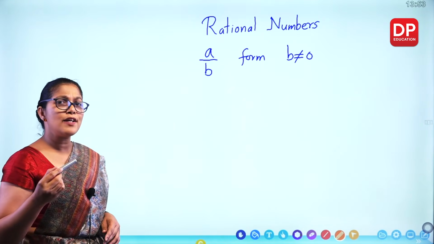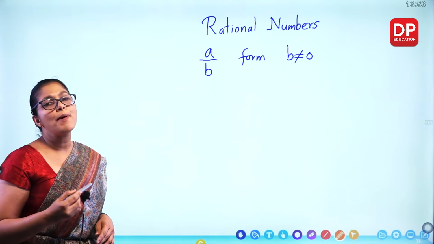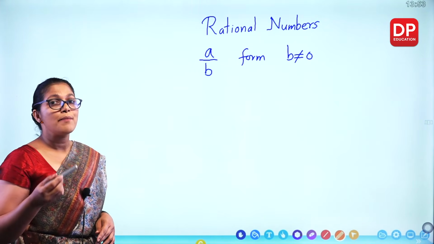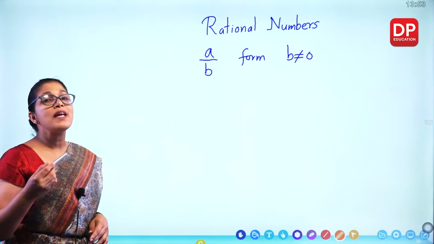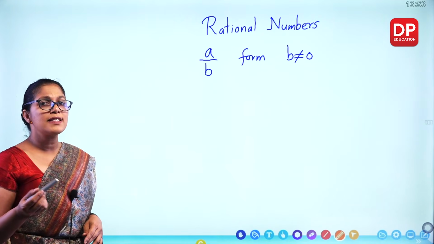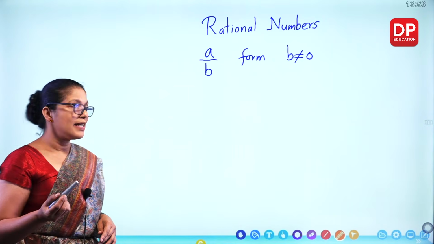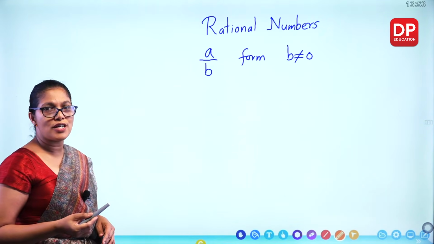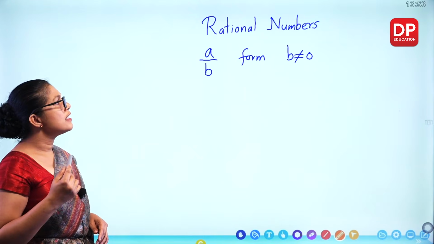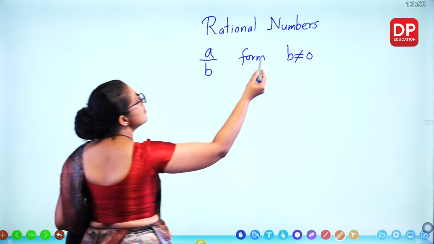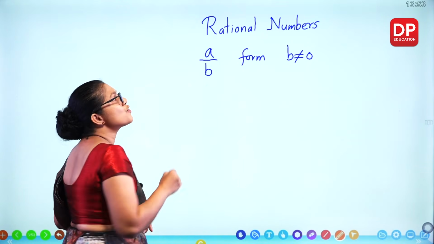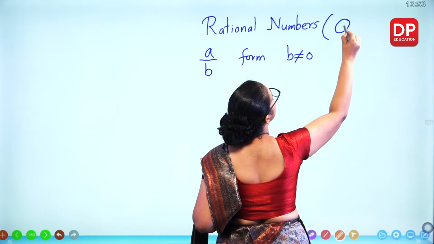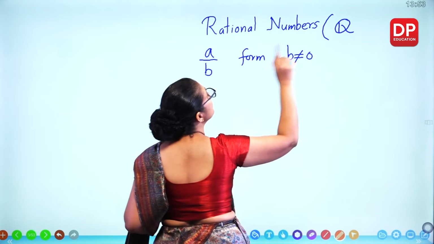Why B cannot be 0? When you divide any number by 0, you get math error. Math error means it goes to infinity. In other words, the value is not defined. So here, if you can write any number as a fraction, we call those rational numbers. So what's the symbol we use for rational numbers? We use letter Q. Here, there's a line here.